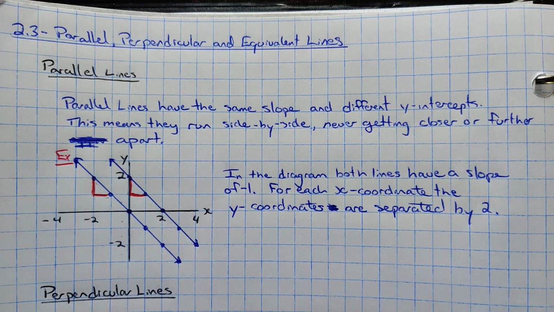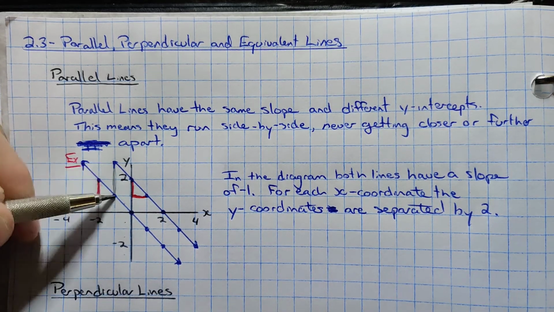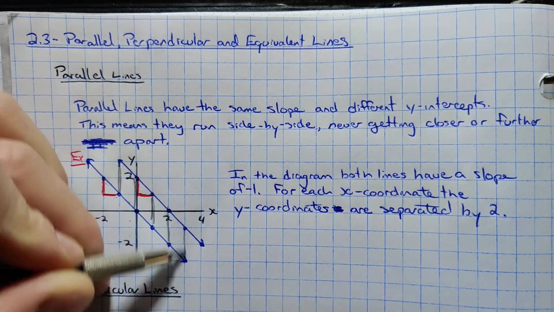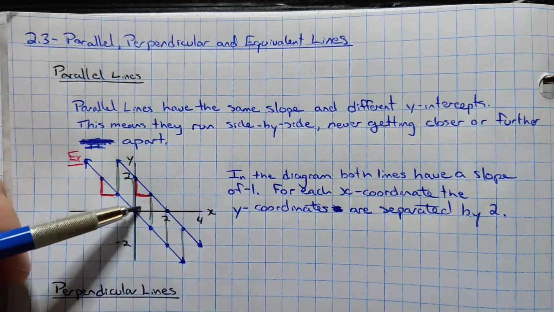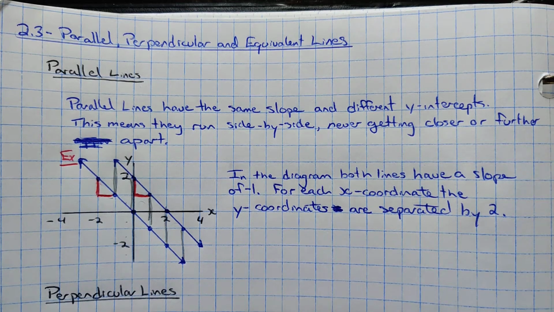You can also notice, to help make some sense of it, each x-coordinate is always separated by a spacing of 2 units. In this situation, it's spaced by 2 units, whichever case that you have in terms of the difference in your y-intercepts will be how far apart those lines are.